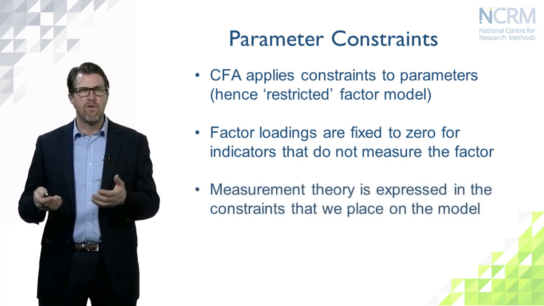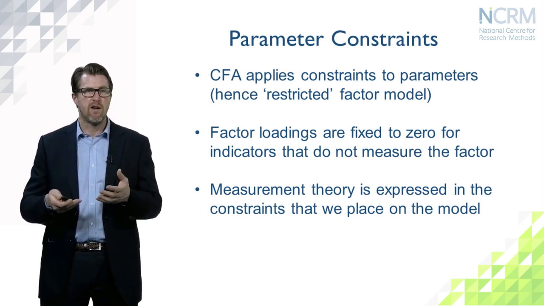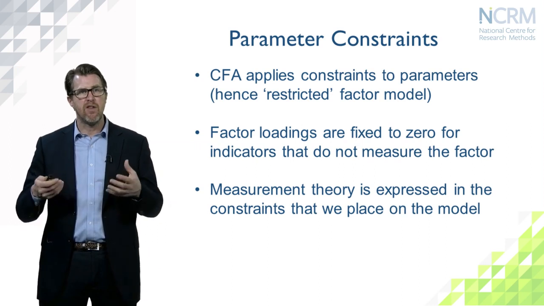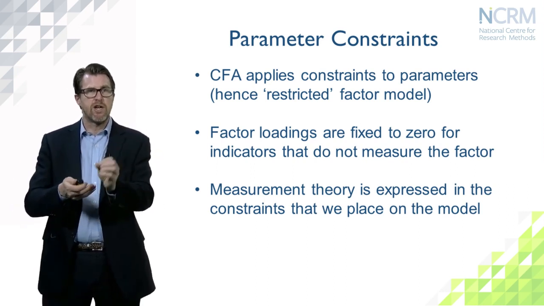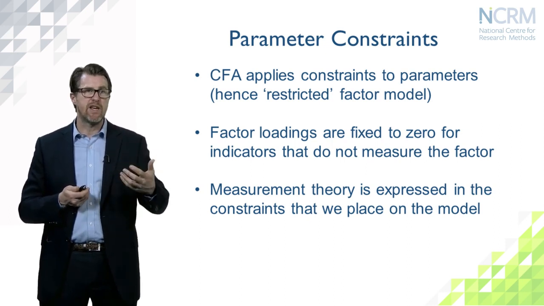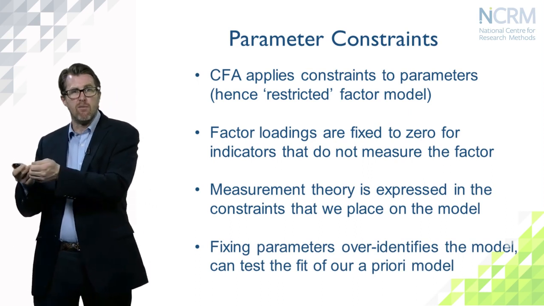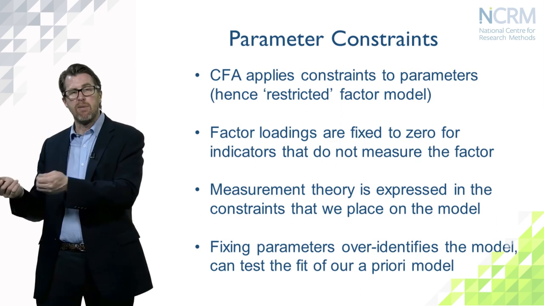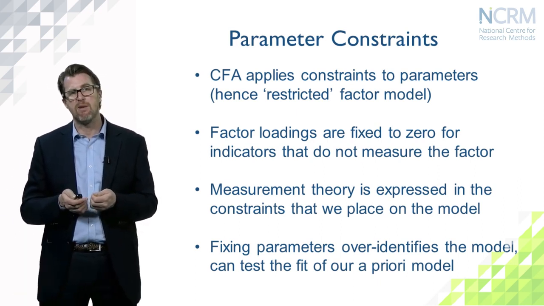And the important thing to understand is that our theory of the measurement of our concepts, how we think the concepts are related to the indicators that we've selected and written, if they're a questionnaire item, that theory is expressed in the constraints that we place on the model. So we're not just estimating everything, but we are placing restrictions on the values that the parameters can take. And those restrictions, those fixing of parameters, they over-identify the model. So we are placing restrictions which give us more degrees of freedom in our model, which enable us, in turn, to test the fit of our model compared to the matrix that we've actually observed, S, the sample variance-covariance matrix.